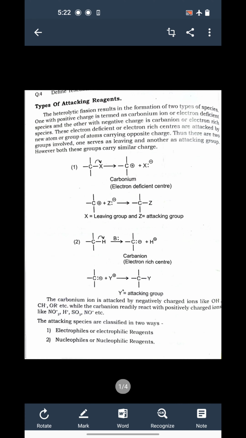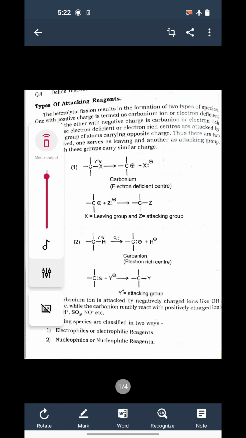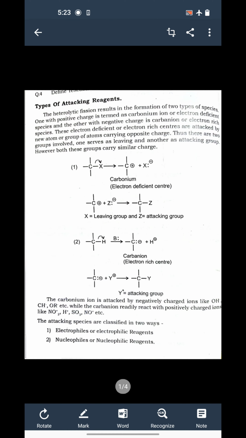Hello dear students, in our previous lecture we studied fission, that is cleavage or breakage of the bond, which is of two kinds, heterolytic fission and homolytic fission. In heterolytic fission we know that we get two kinds of ions, one positively charged and another negatively charged. So that topic is related to our next topic, types of attacking reagent.